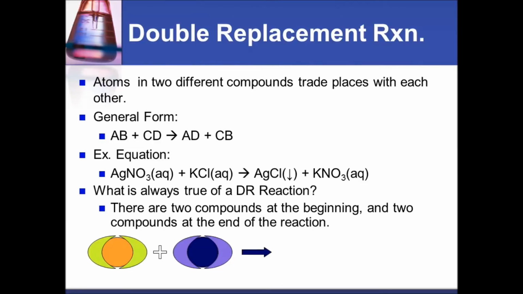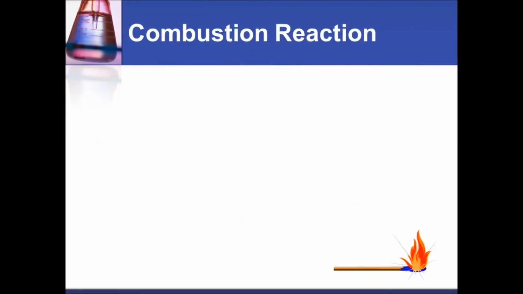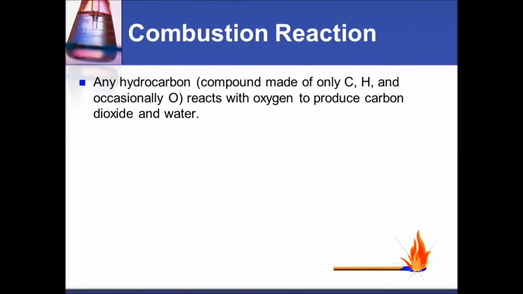Here's just a visual representation. So we have yellow and kind of this orangey color plus purple and blue. And then on this side, you have yellow and blue together and orange and purple. So you see that they visually switch places. Okay, so two more kinds.